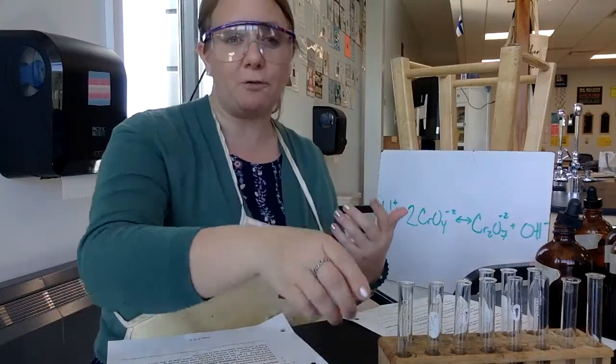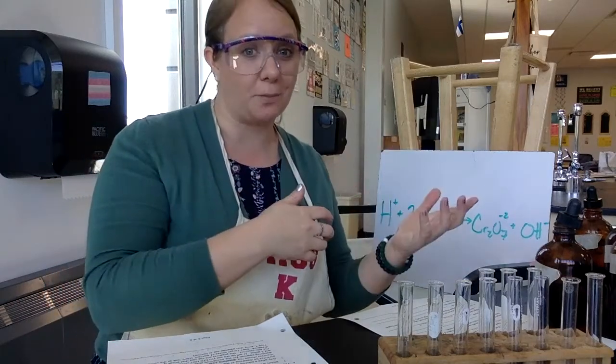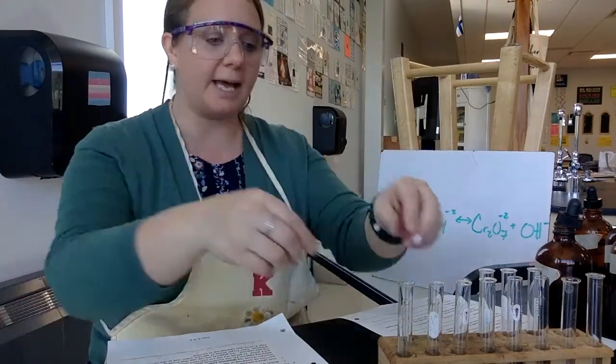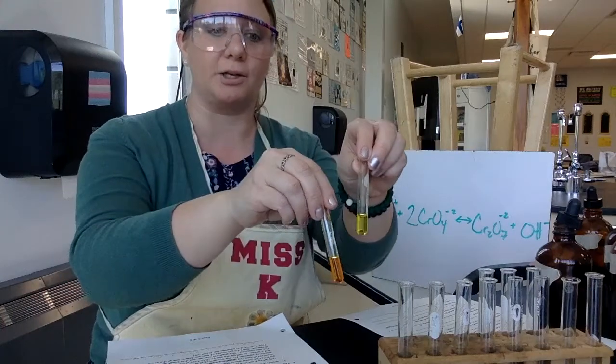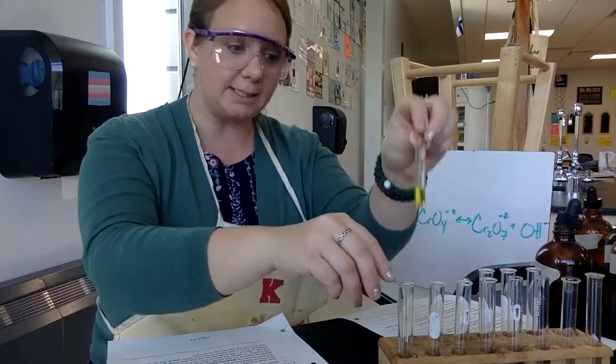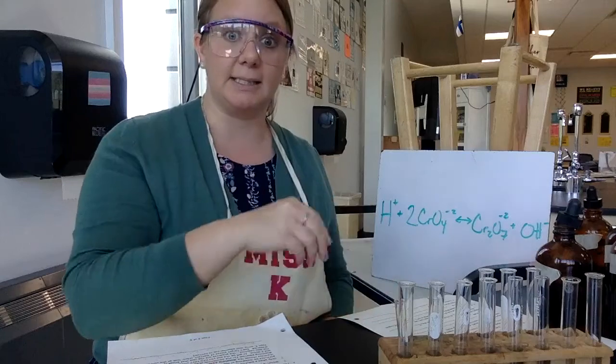And we're going to keep those as a reference so that if we're trying to decide if something is closer to the chromate side or closer to the dichromate side, we compare it to the original colors. All right, so the chromate is yellow and the dichromate is the orange.